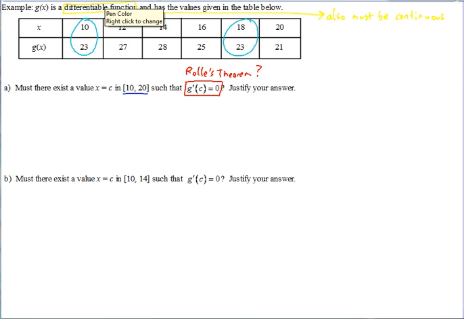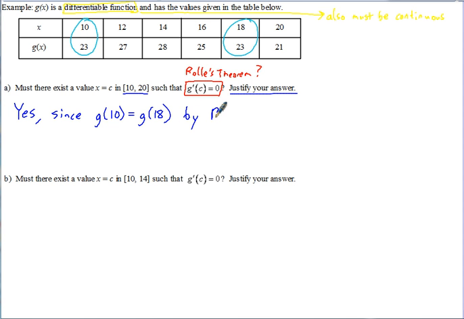So it says, must there exist a value? It's a yes or no question, so your answer would be yes. And then your justification would be since g of 10 equals g of 18, and then you can reference it by Rolle's theorem.